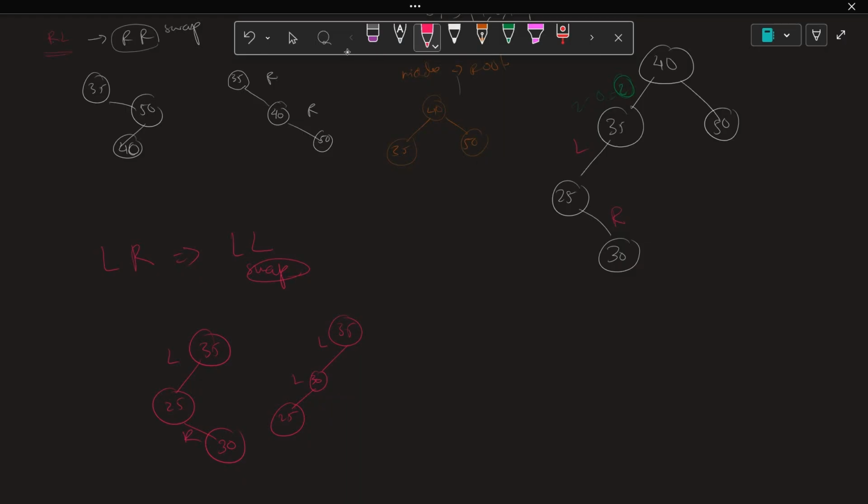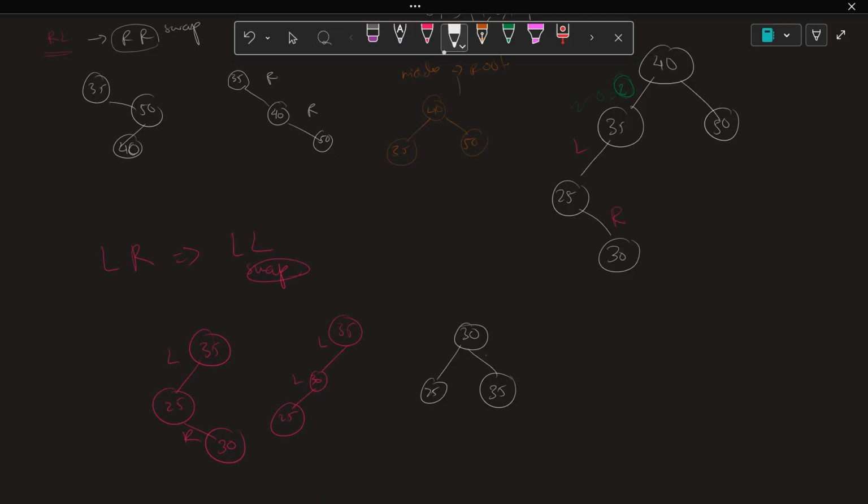Once you are done with LL, you have to do your clockwise rotation. Remember, we did the anti-clockwise rotation before. Now you take this and rotate it clockwise, and you basically have your balanced tree over here. But if you're confused about the rotation parts, what you basically do is take the middle one as the root and these become its children, and that's basically it.